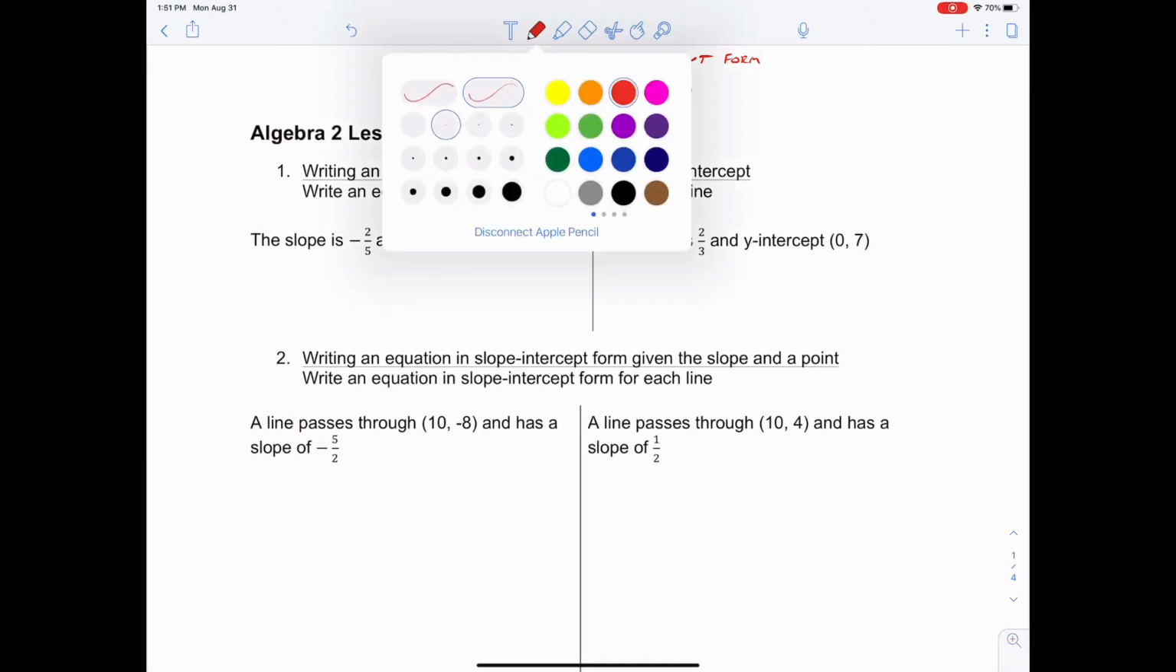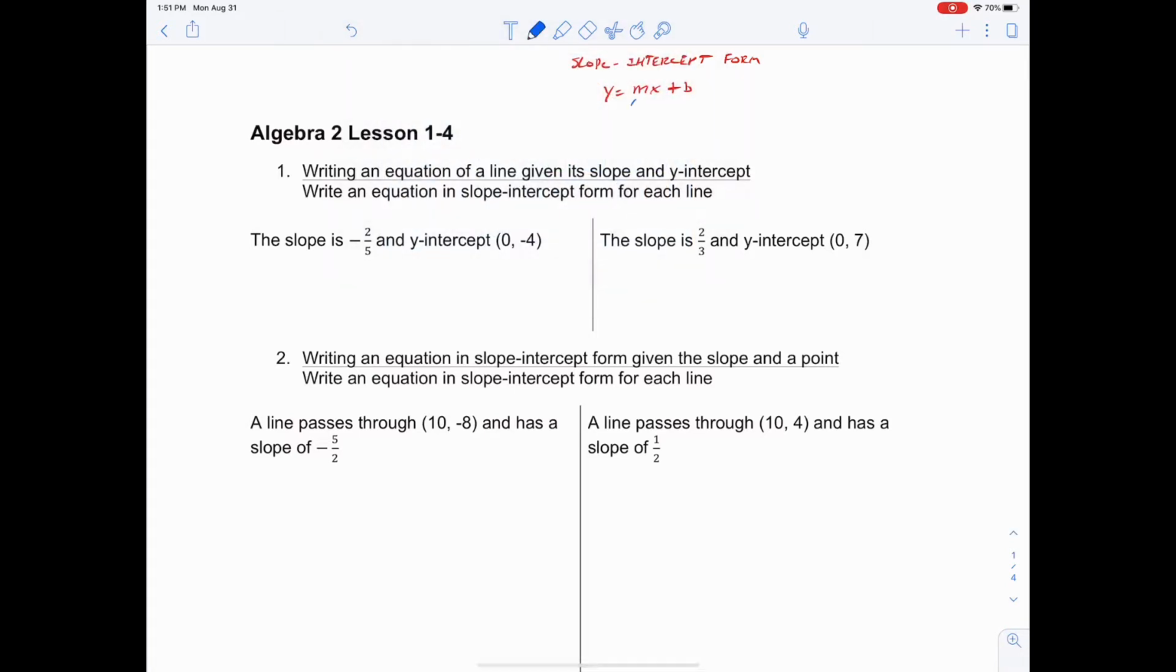And in a different color here, the m is my slope, the b is my y-intercept, and so that's going to be (0, b). So the x is 0, the b is my y, hence y-intercept. And we'll see an example of that in a little bit.